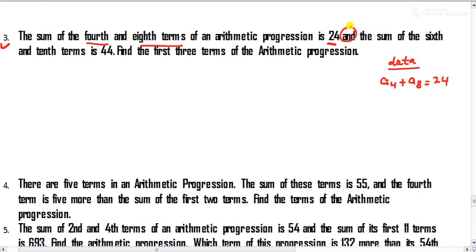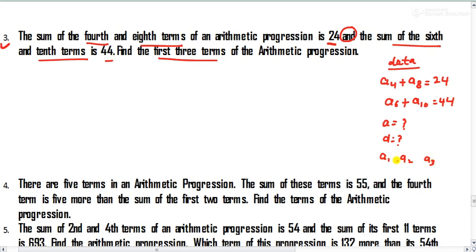Next, the sum of the 6th and 10th term is 44. So this can be written as a6 plus a10 is equal to 44. Find the first three terms of the AP. Again, this is about a and d. If you know the value of a and d, you can find a1, a2 and a3 as well. So you can try this, right?